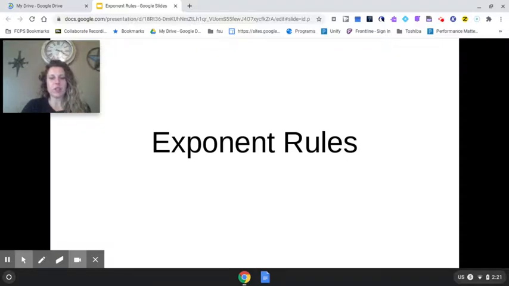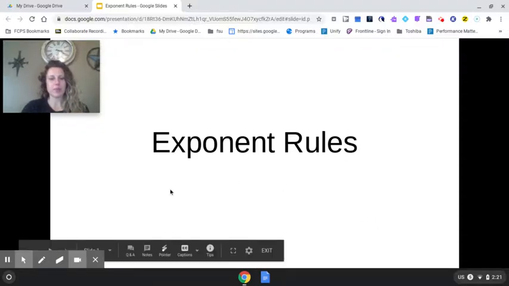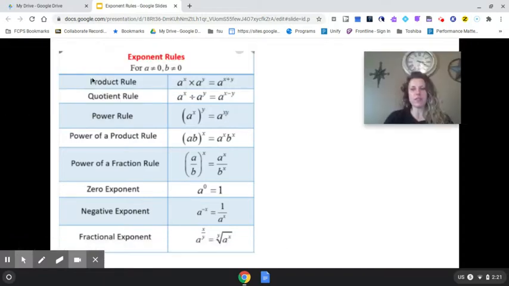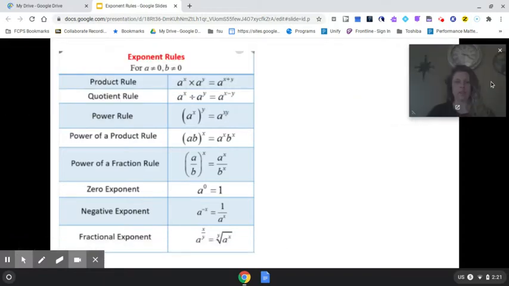In today's lesson, we're going to be talking about exponent rules. So here's a list of the exponent rules that we're going to be covering. The first one is the product rule, which says a raised to the x power times a raised to the y power is going to be equal to a raised to the x plus y power.